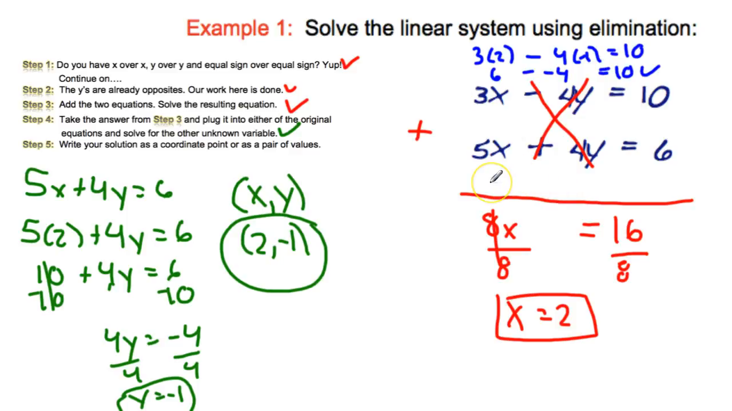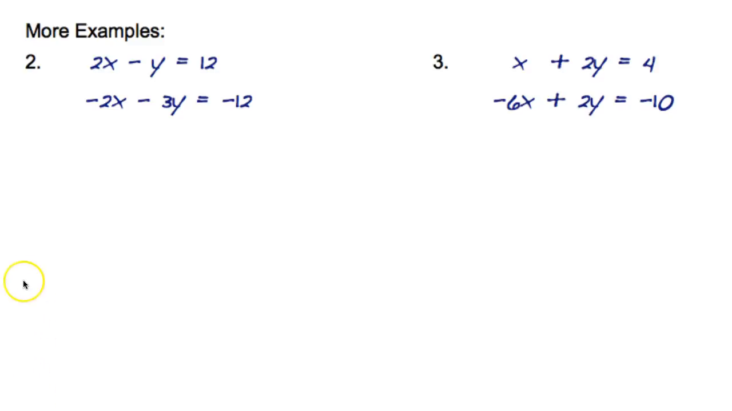I had to check both of my equations, so let me do the second one. 5x is 5 times 2 plus 4 times negative 1. Will that equal 6? 5 times 2 is 10. 4 times negative 1 is negative 4, so it becomes 10 minus 4. Does that equal 6? It does. So we are good. All right, here's another example.